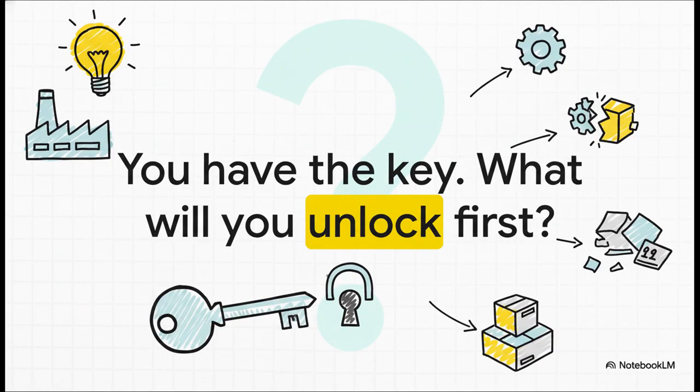So, there you have it. We've found the hidden factory. And now, you have the key. OEE lets you see the losses, measure them, and, most importantly, attack them. The only question left is, now that you can see everything so clearly, what are you going to unlock first?